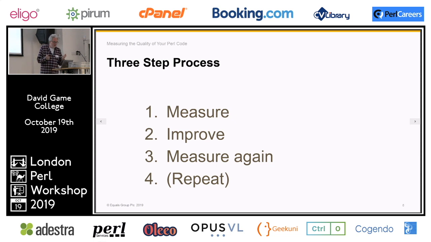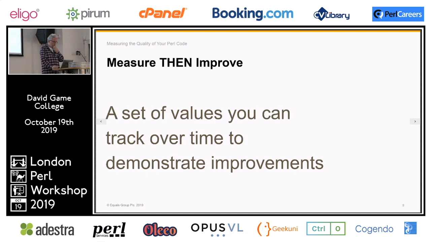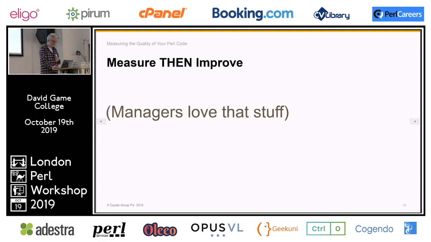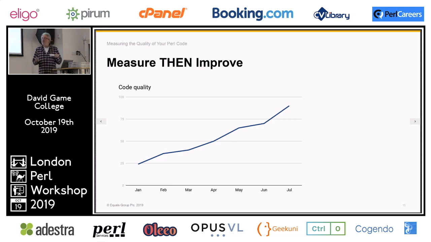So it's a 3-step process. You measure, you improve, you measure again, you repeat. It's a 4-step process. It's a 6-step process. It's an iterative process. So what we need is a set of values that we can track over time in order to demonstrate the improvements in the quality of our code. Managers love all that kind of stuff. I mean, imagine being able to show your manager a graph that looks something like that. That's going to make them a very happy person.